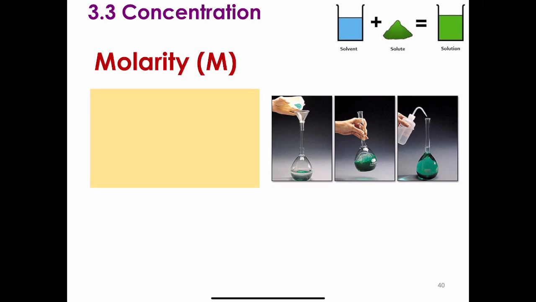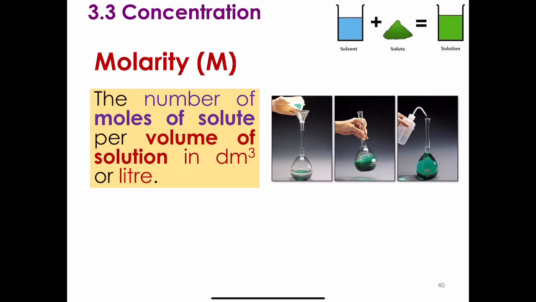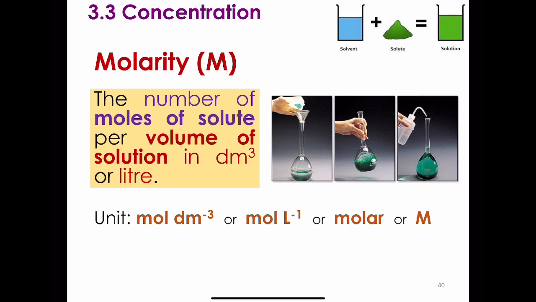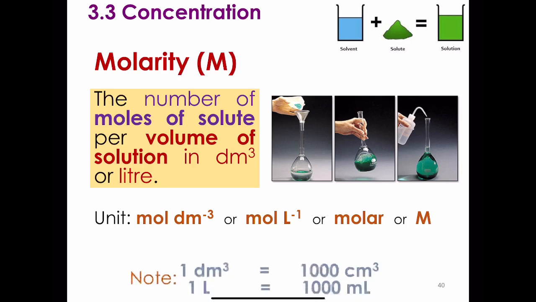So molarity is defined as the number of mole of solute per volume of solution in decimeter cube or liter. So the unit for this would be mole per decimeter cube or mole per liter, or sometimes we said molar, or paling common kamu akan tengok M besar. Okay, so please take note that 1 decimeter cube is equals to 1000 centimeter cube. Meanwhile 1 liter is equals to 1000 milliliter. 1 decimeter cube pula sama dengan 1 liter, 1000 centimeter cube pula sama dengan 1000 milliliter.